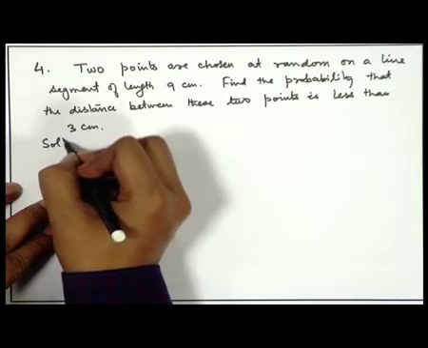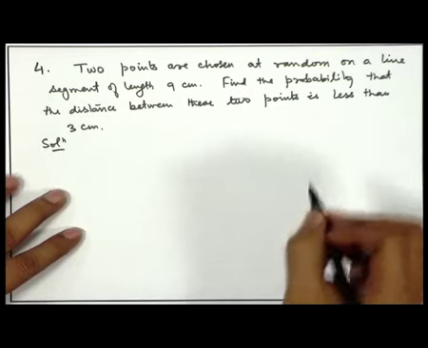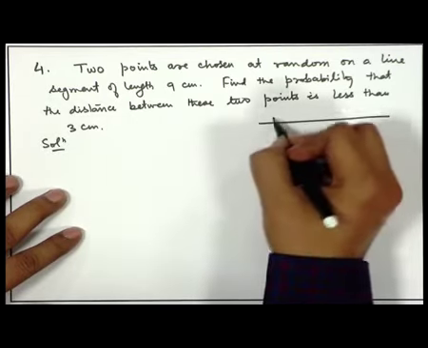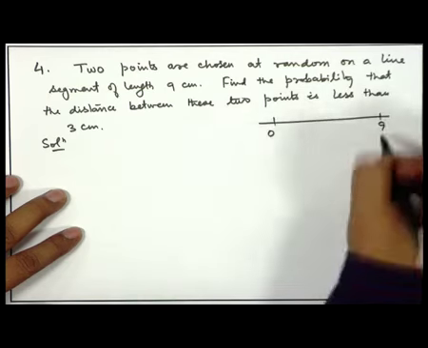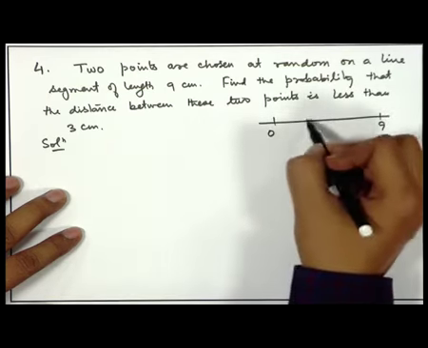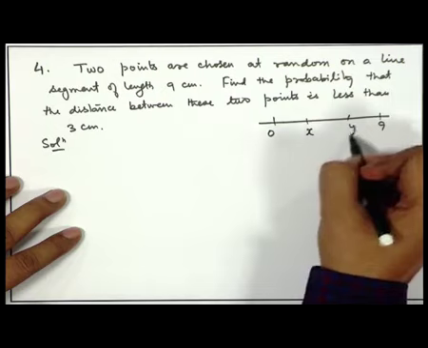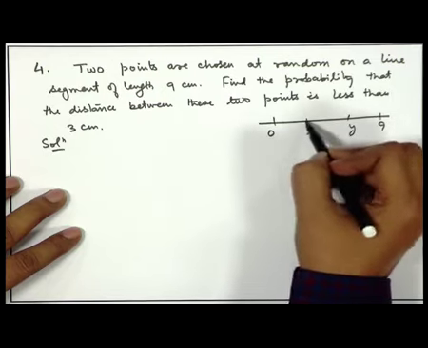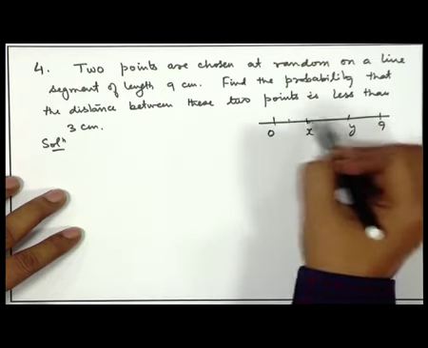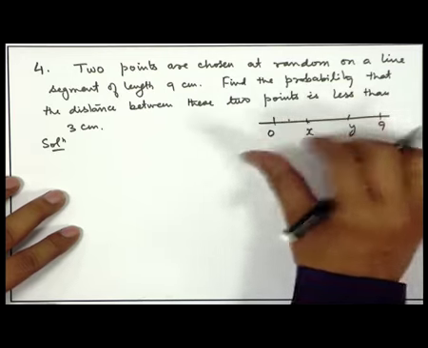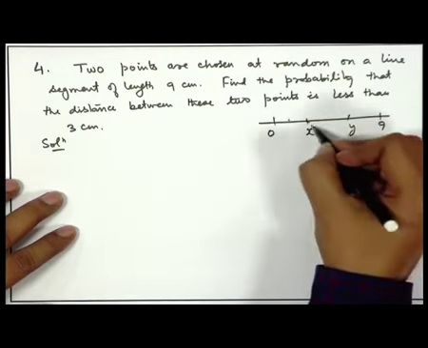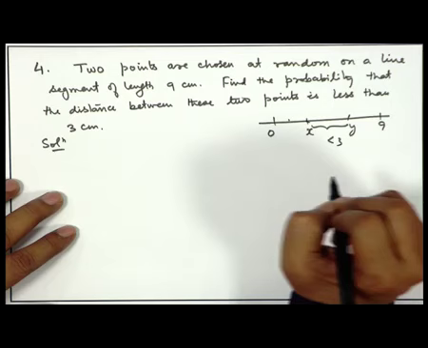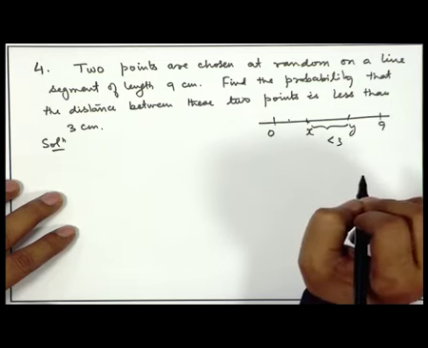Now, let us look at this geometrically. So, there is a line segment of 9 centimeter. We choose x and y here, okay, and it can be here also, like x can be here, y can be here. That means x can be less than y, x can be greater than y, but we want this distance to be less than 3 centimeter.